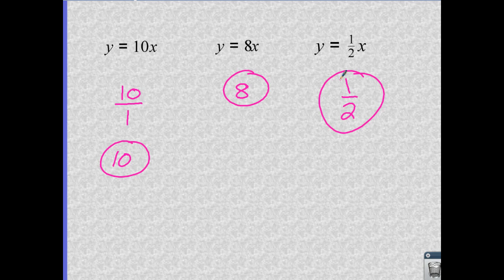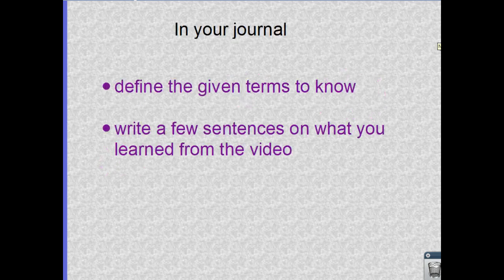Okay, in your journals, I'd like you to define the given terms on page 2 of the flip chart and write a few sentences on anything new that you learned from this video, and bring those questions to class as we always do.